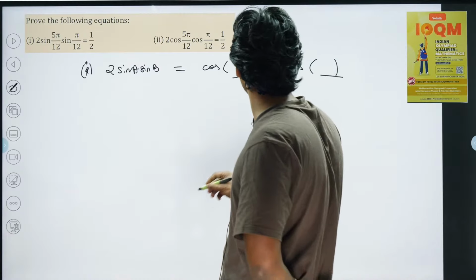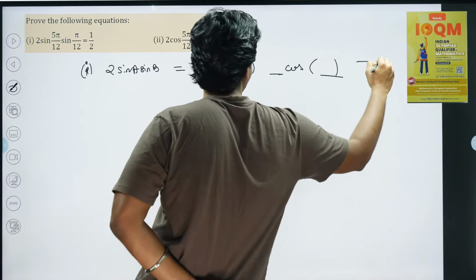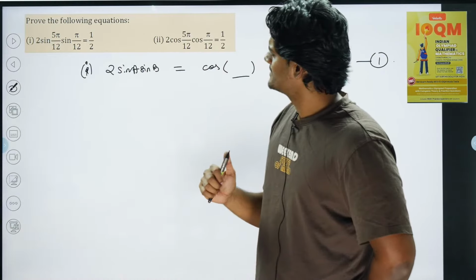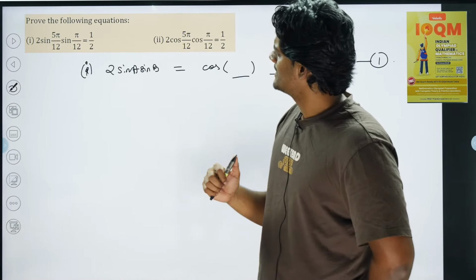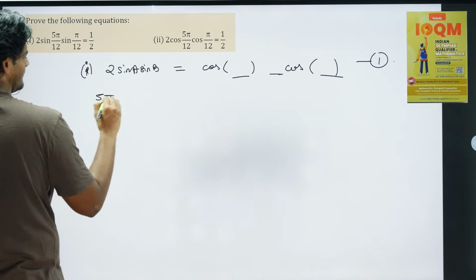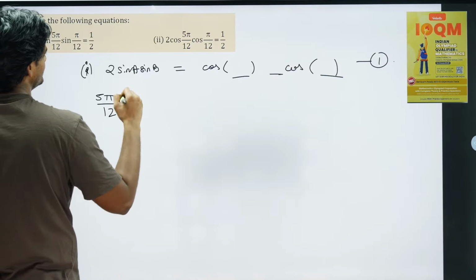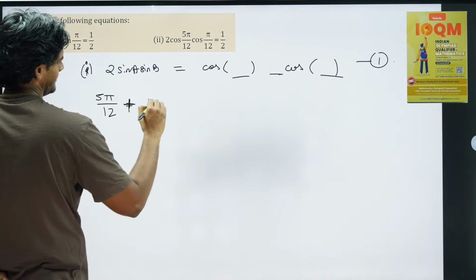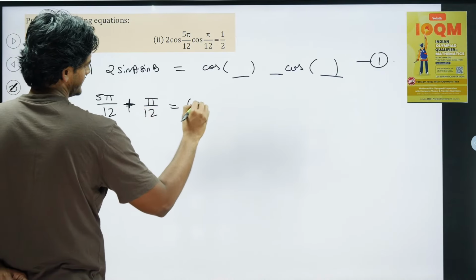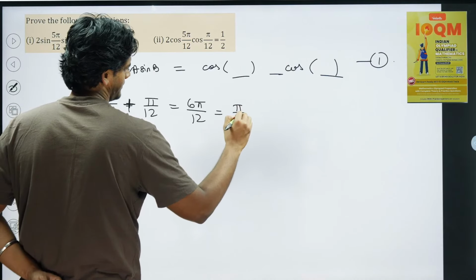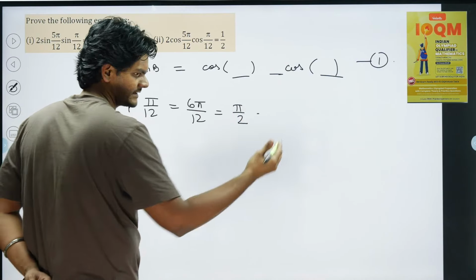Okay, that's actually much better. This is one solution. But you see, are you right though? You see, 5 pi by 12 plus pi by 12 is equal to 6 pi by 12, which is equal to pi by 2, which is 90 degrees, which is a right angle.